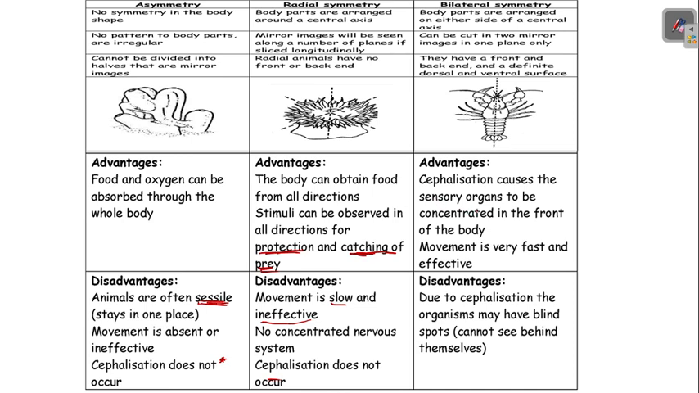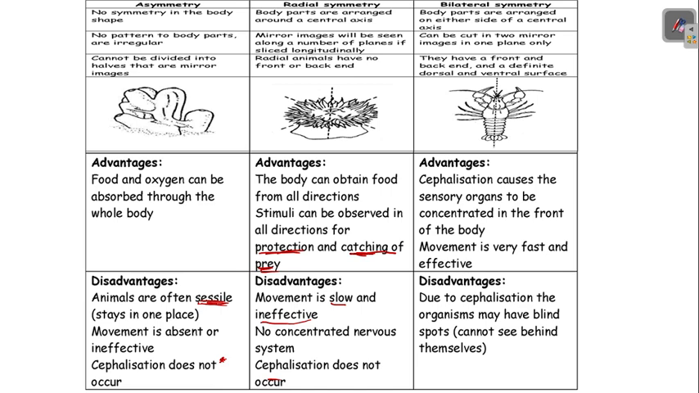Cephalization causes the sensory organs to be concentrated on the anterior end. Thus, movement is very fast and effective, because basically we move forward. We are able to move very quickly and effectively. That's why they can turn very easily. They can locate their prey using cephalization.